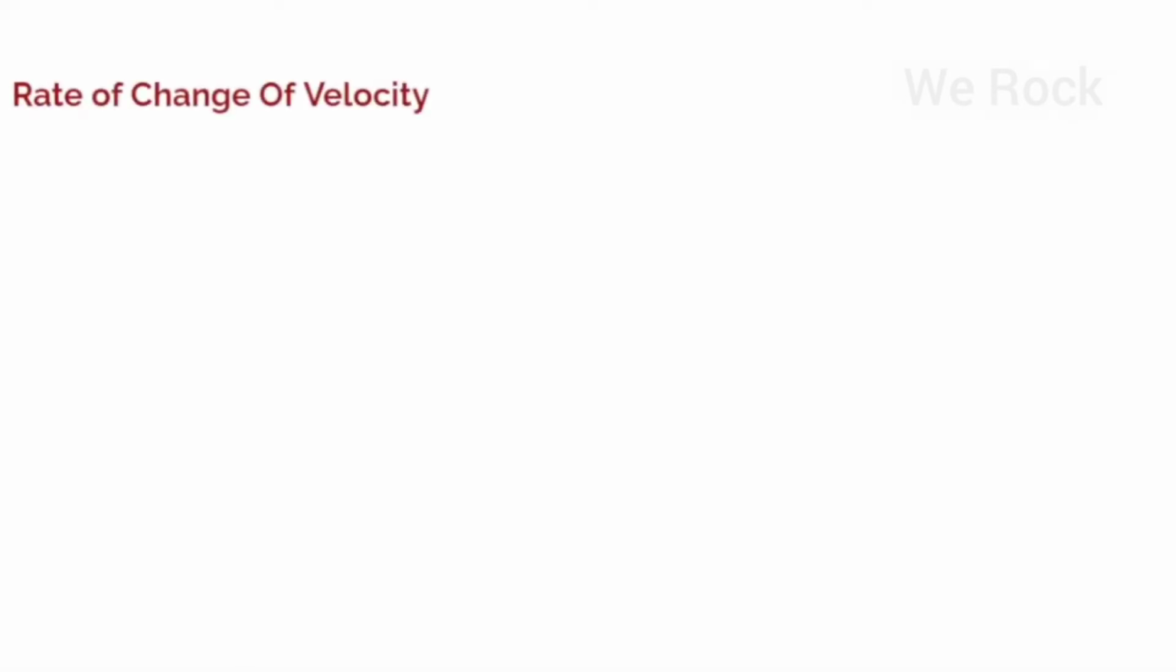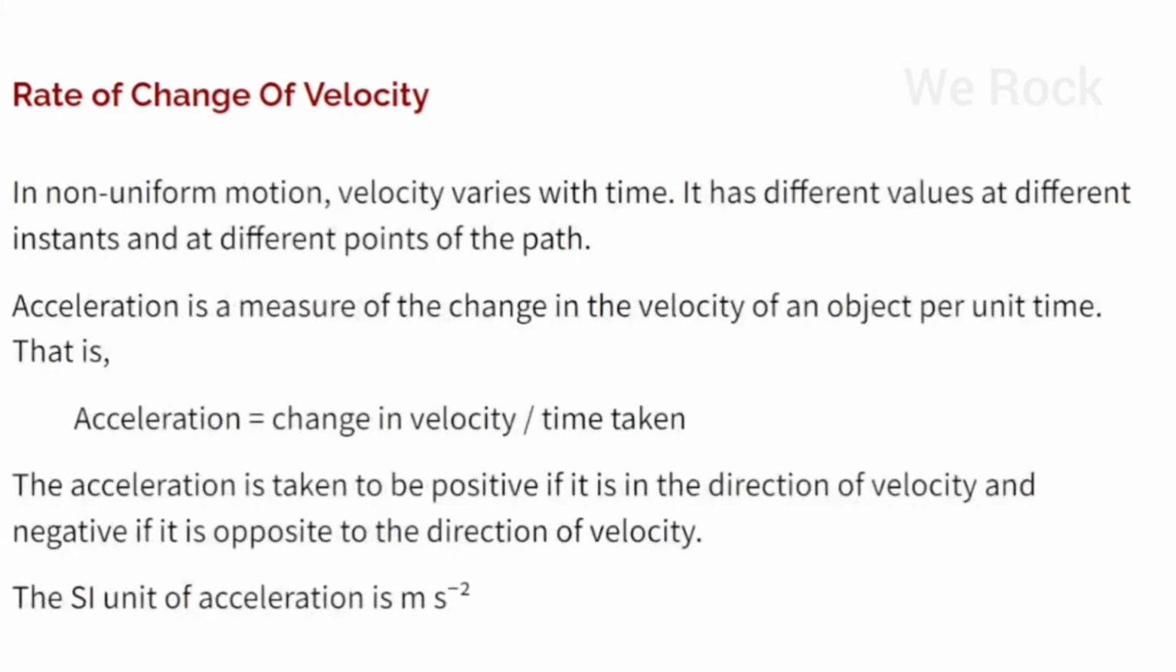Rate of change of velocity. In non-uniform motion, velocity varies with time. It has different values at different instants and at different points of the path. Acceleration is a measure of the change in the velocity of an object per unit time. That is, acceleration equals change in velocity divided by time taken. The acceleration is taken to be positive if it is in the direction of velocity and negative if it is opposite to the direction of velocity. The SI unit of acceleration is meter per second square.